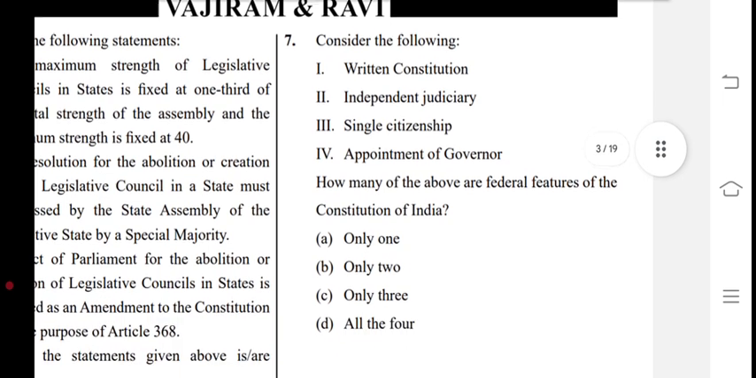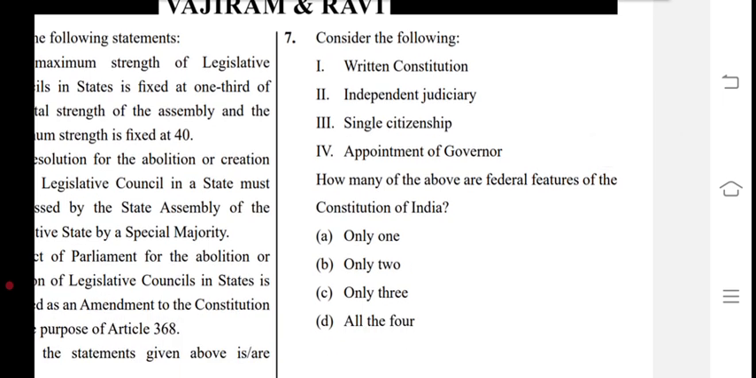Consider the following: written constitution, independent judiciary, single citizenship, appointment of the governor. How many of the above are federal features of the Constitution of India only?